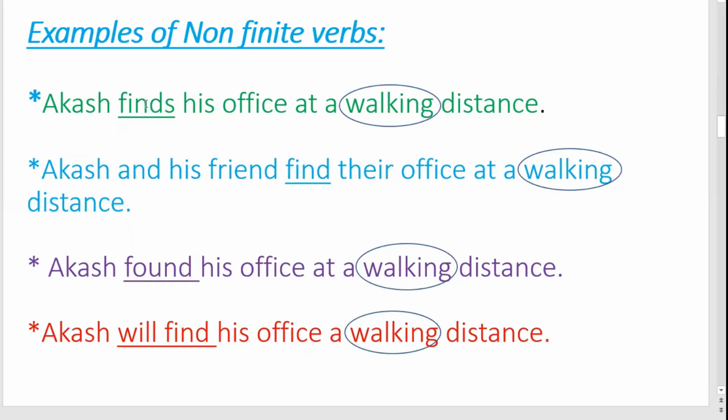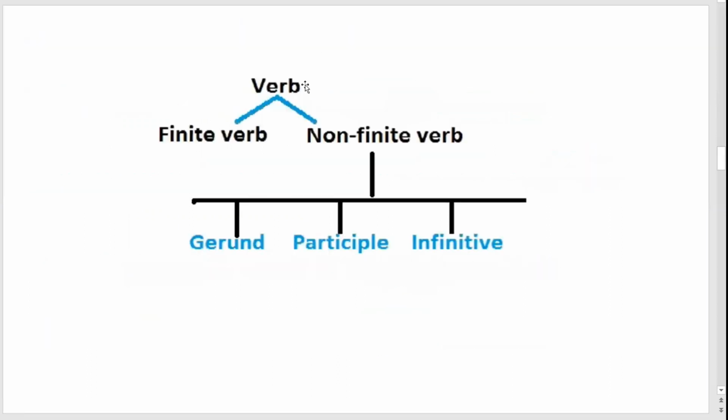So in these sentences, the verbs finds, find, found, will find are all the main verbs and they have changed with the changes in the tense of the sentences. Whereas the verb walking remained the same throughout the sentences. In all the four sentences, you can see that the word walking has remained the same, and so it is called a non-finite verb, and moreover it is not showing any action. It is just telling that it is at a walking distance. There is no action performed by anybody in these sentences, and so it is called a non-finite verb.